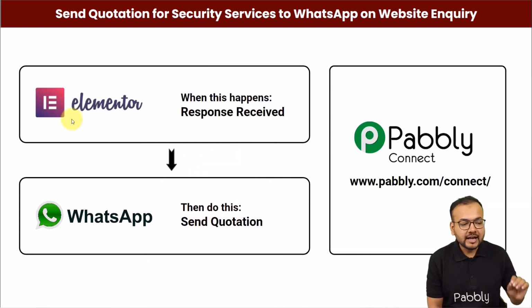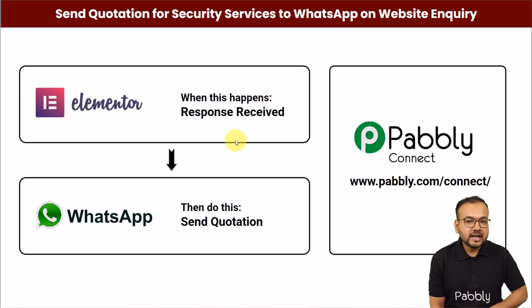Here we have used the Elementor plugin of WordPress to create an inquiry form. You can use any other form building application as well, like Webflow or JotForm. And as and when you receive any inquiry from the Elementor form, a quotation will be delivered automatically to the person who has inquired, on his or her WhatsApp. So you do not need to manually sort out the details of the person who inquired, and you do not have to manually send the messages.